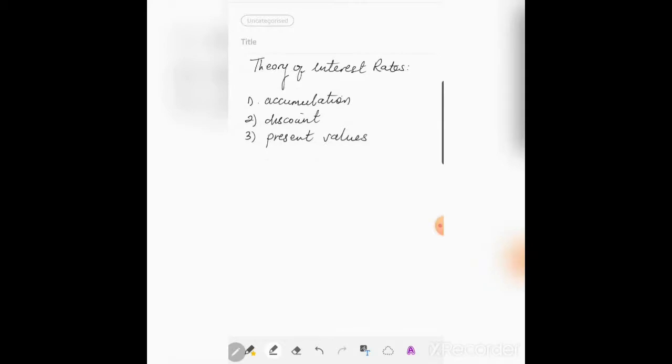So previously we looked at accumulation, we also looked at discount and the present values. In our initial class, we also looked at the calculations involving these three aspects. And we also talked about the cash flow. So this is just a summary of what we did so far.